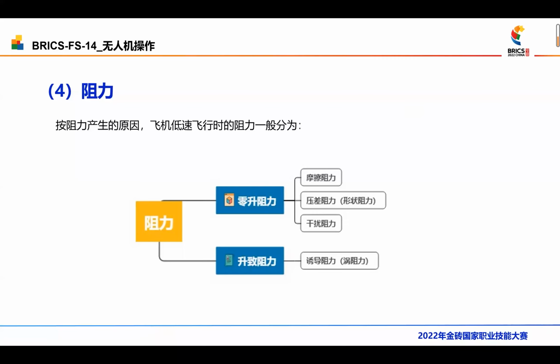Zero lift resistance is divided into friction resistance, differential pressure resistance, and interference resistance. Friction resistance refers to the friction between the air and the UAV surface. When the air flows over the UAV surface, due to the viscosity of the air, a force is generated that prevents the UAV from moving forward. Next is differential pressure resistance.